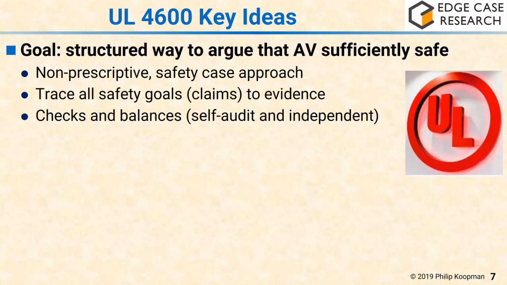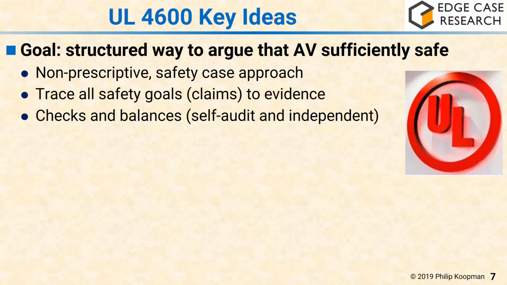The goal of UL 4600 is to have a structured way to argue that autonomous vehicles, AVs, are sufficiently safe. It's a non-prescriptive approach to the technology and development, and it says, here's what needs to be in a safety case, here's how your safety case needs to be formatted. The idea is to trace all the safety goals or claims to evidence. And safety goals are meant in a very generic sense there. To do this, use a safety case, but you need some checks and balances to make sure the safety case will be complete and reasonable and accurate.